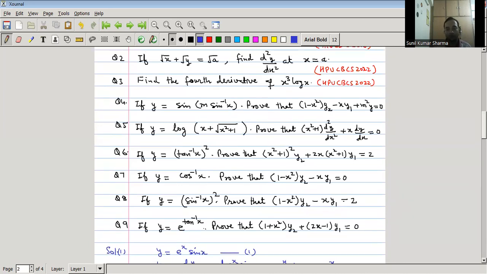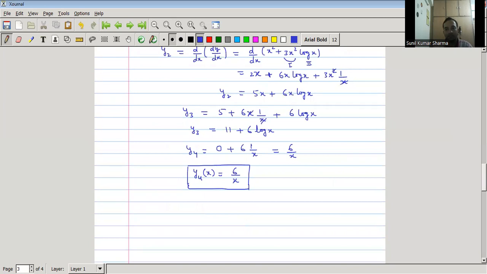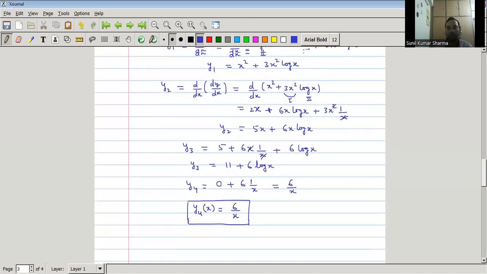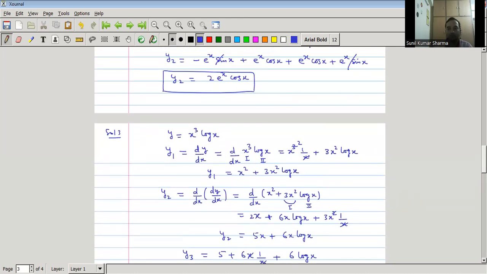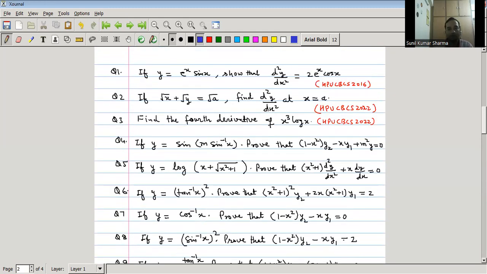If we have to find the fourth derivative, so can you tell me what is the fifth derivative of this? If we again differentiate, then the derivative of 1 upon x is minus 1 upon x square. So it becomes minus 6 upon x square. So you can differentiate this up to many times. If we have to find the 10th derivative, then you have to continuously differentiate up to 10 times. Okay. Now come to question number 2.